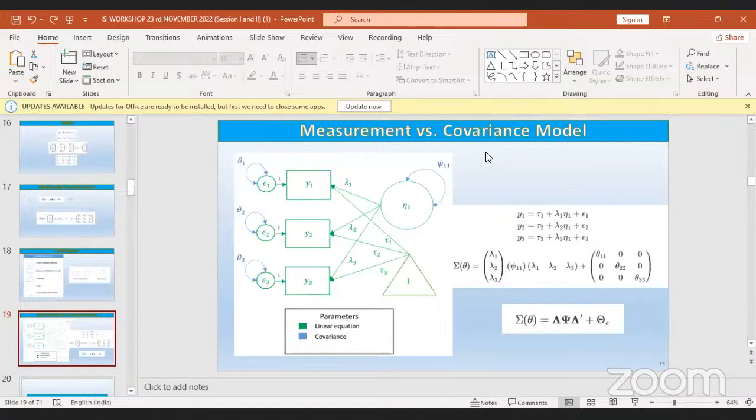So these are all linear equations, and the covariance is shown by the blue line. The linear equations are all measurement models.